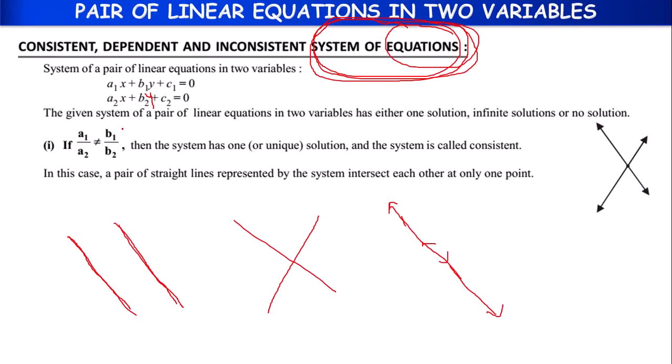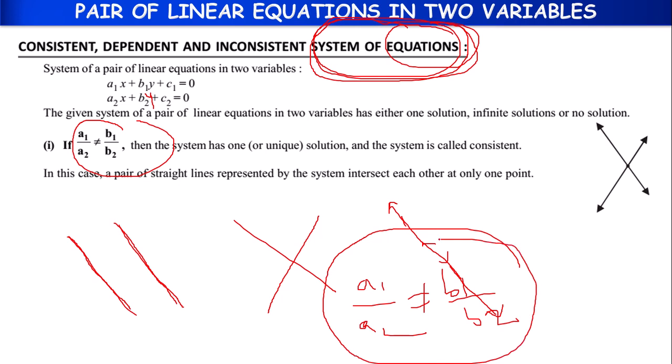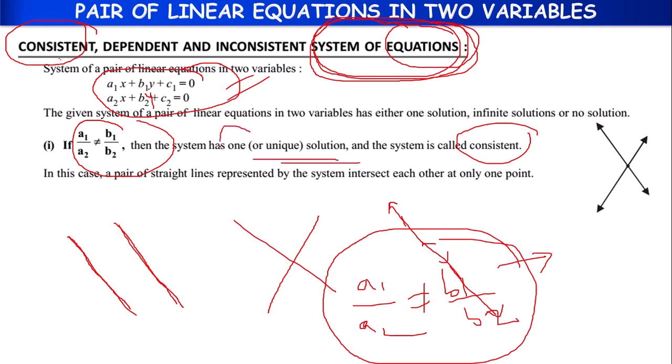Means if the given system of equations obeys the condition a1 by a2 not equal to b1 by b2, then they are called consistent equations. Consistent equations means the equations which have a unique solution, or only one solution.